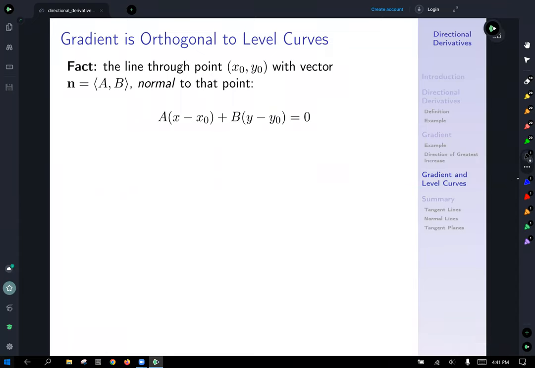So gradients are orthogonal to level curves. Fact: the line through a point (x naught, y naught) with vector n equal to ⟨a, b⟩ normal to that point can be written like this. We're used to thinking about lines in point-slope form or whatever, but instead of knowing a tangent line in the direction of the line, if you know a vector that's normal to a line at a point and that vector is ⟨a, b⟩, then you can write the equation of that line through that point (x naught, y naught) as a times (x minus x naught) plus b times (y minus y naught), and set that all equal to 0.